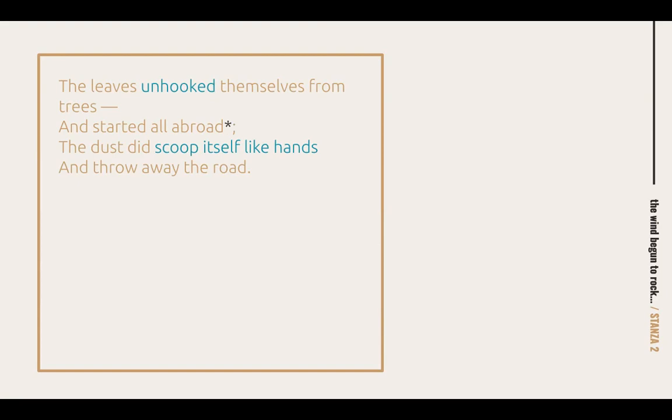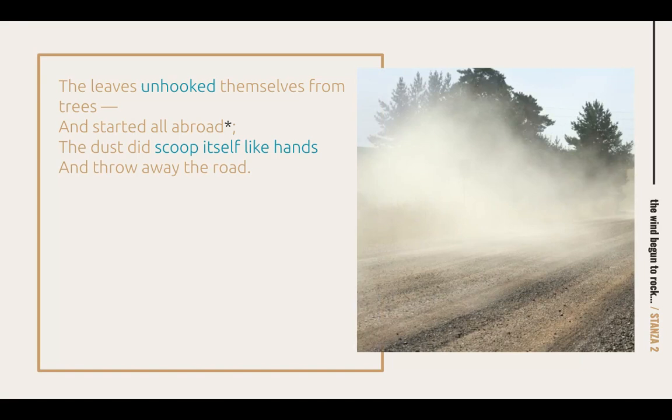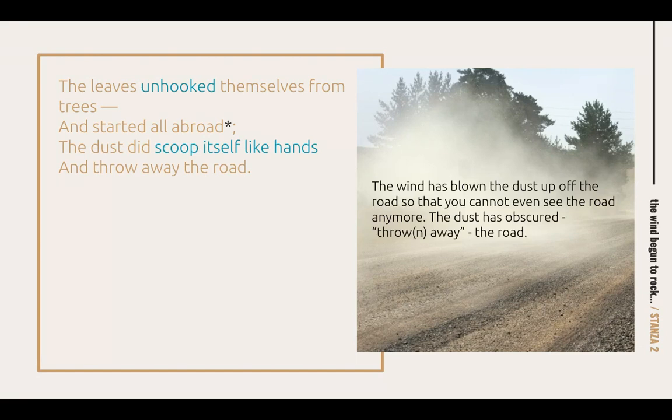More personification here. The leaves unhook themselves from the trees, and the leaves start all abroad. The dust scoops itself like hands and throws away the road. The wind. What's happening in this particular figure of speech is that the wind has picked up all of the dust as if it was like hands scooping the dust up and throwing it up into the air, and it's done it so that you can't even see the road anymore. It's thrown it almost as if it's thrown away the road.